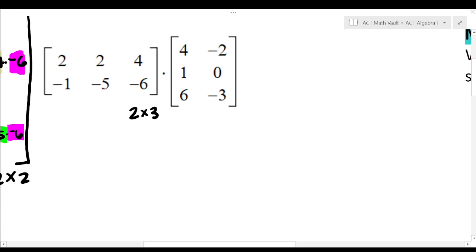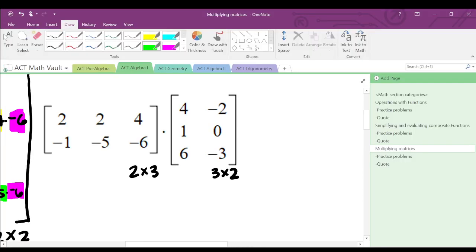I know that because one of my students gave me a really nice tip, and that is to go in an L shape when you're thinking of the dimensions. 2x3. This is a 3x2. And yes, those middle two numbers match. There they are. And so what are the dimensions of the answer? The ones on the outside.